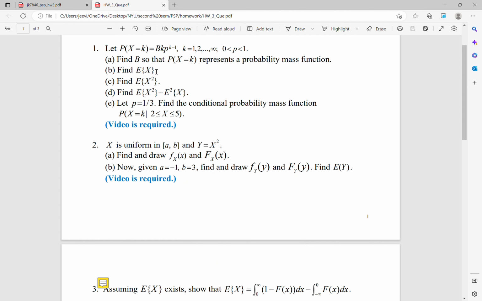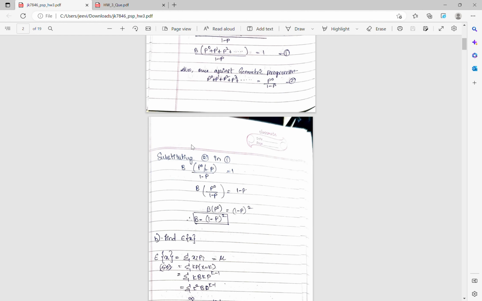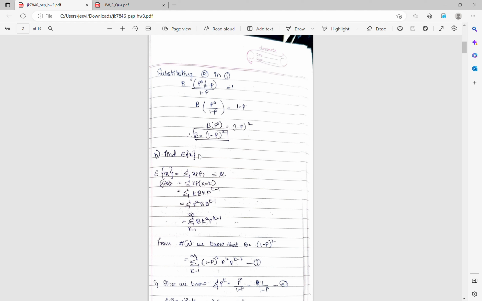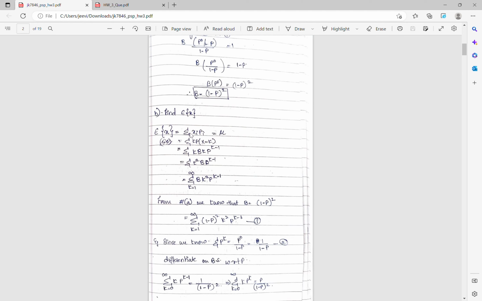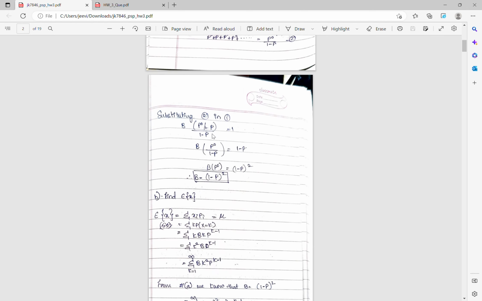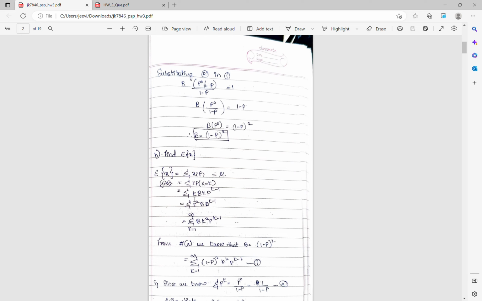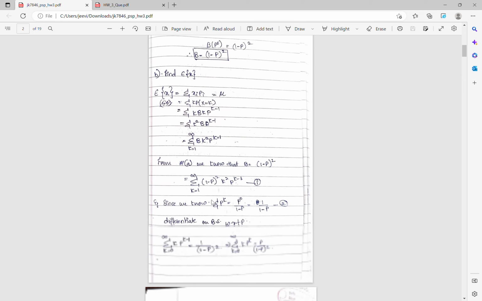In the second part, we are asked to evaluate the value of E of X. So let's do that. E of X will be represented as the summation of x times p of x. We know that the probability of X is given as P of X is equal to k. Now if we write this, it will be b into k into p to the power k minus 1. Since there are two k's, it will be k squared into b into p to the power k minus 1.